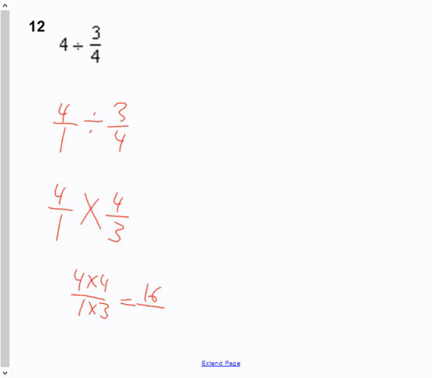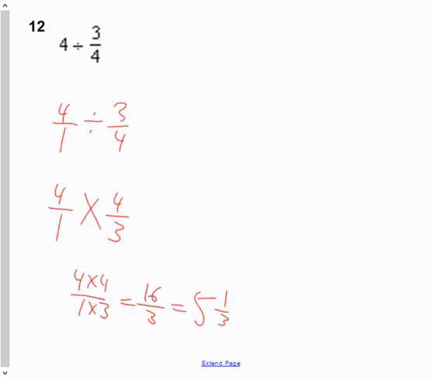For question number 12, you're going to keep 4 over 1 divided by 3/4. But remember, keep the first fraction, change to multiplication, and use the reciprocal of the second fraction. So I just have to swap the numerator and denominator. The reciprocal of 3/4 is 4/3. Multiply your numerators, multiply your denominators, and you get 16/3, which is 5 and 1/3.